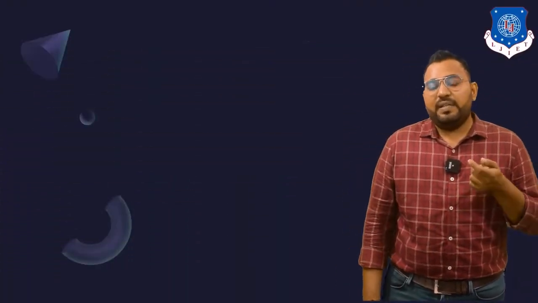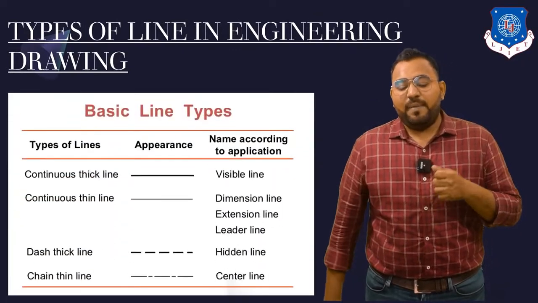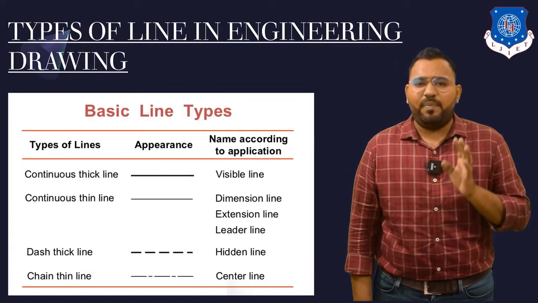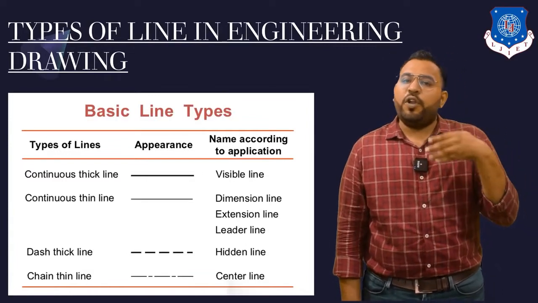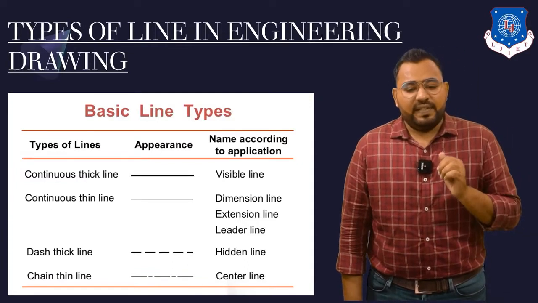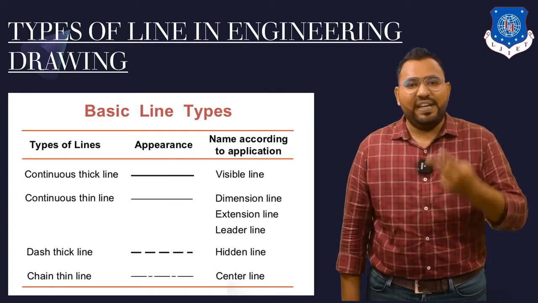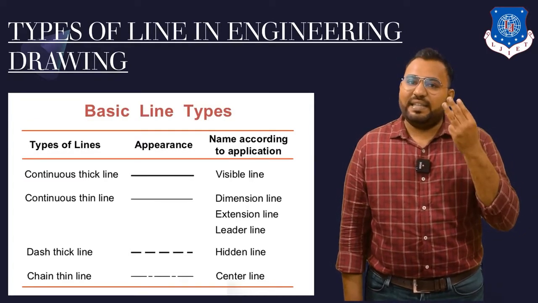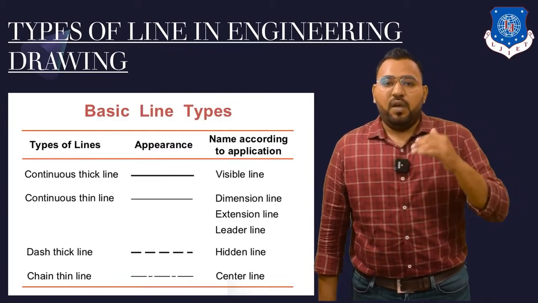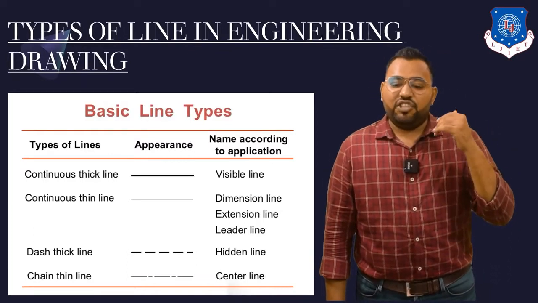Now the main topic is different types of lines in engineering drawing. So there are basically four types. There are also other types, but these are the four that you are going to encounter again and again in your engineering graphics and design. First is continuous thick line. Second, continuous thin line. Third, dash thick line. I'm also going to call dash thick line a hidden line. Whatever I'm going to speak here, you have to just see it on your screen. Fourth is chain thin line.